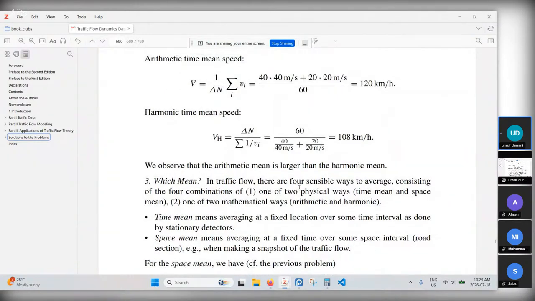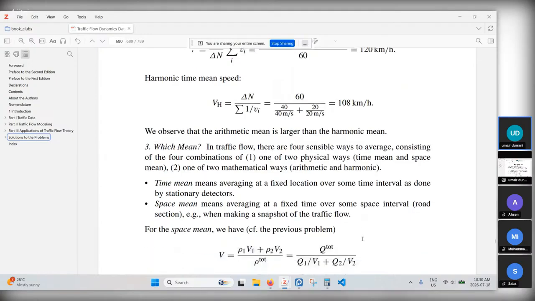Here they say in traffic flow, there are four sensible ways to average, consisting of the four combinations of one of two physical ways, time mean and space mean, and one of two mathematical ways, arithmetic mean and harmonic mean. Time mean means averaging at a fixed location over a time interval as done by stationary detectors. Space mean means averaging at a fixed time over some space interval, which means the road section, for example, when making a snapshot of the traffic flow. So if we have trajectory data, then we can estimate space mean speed reliably.